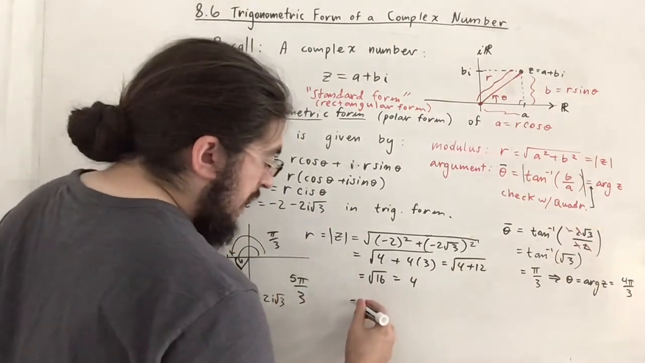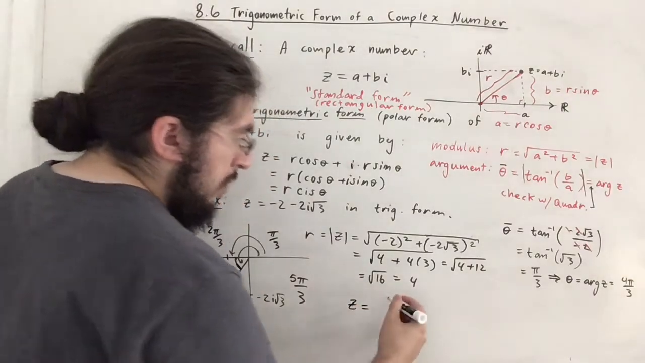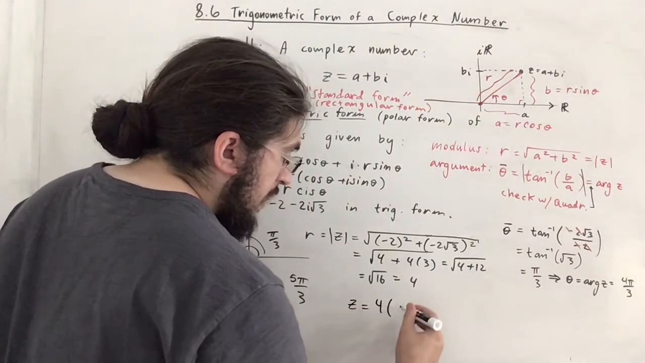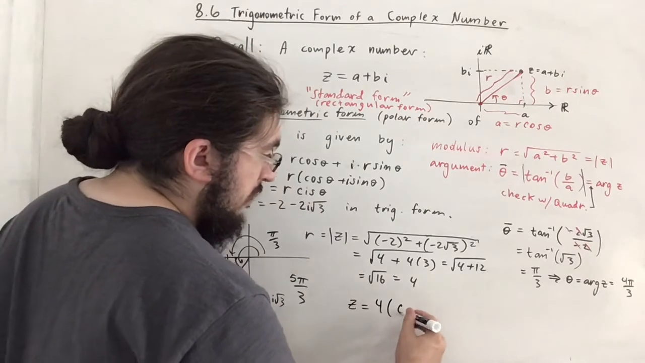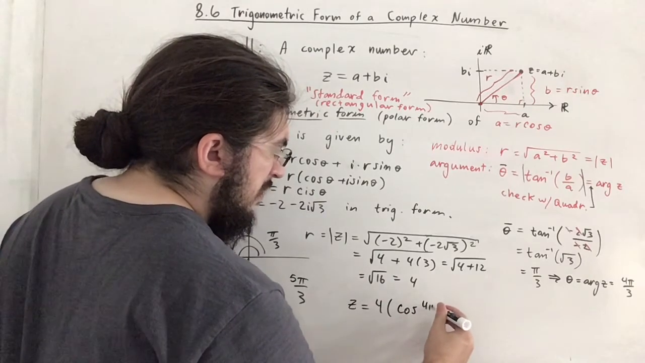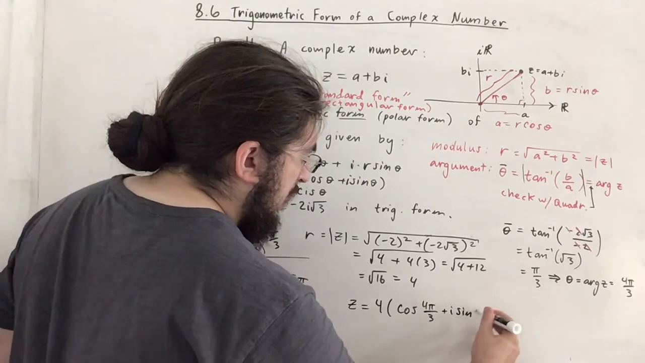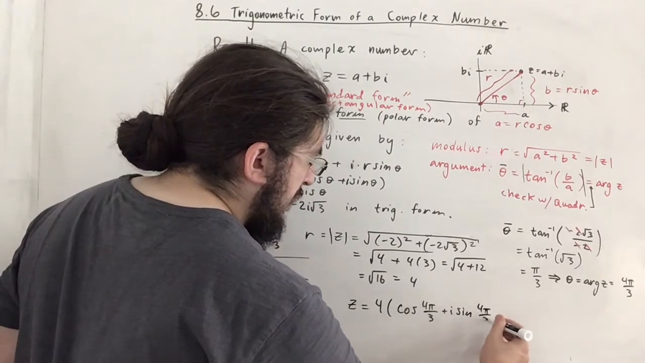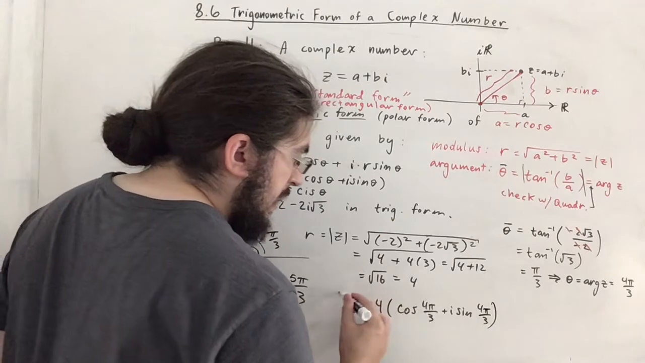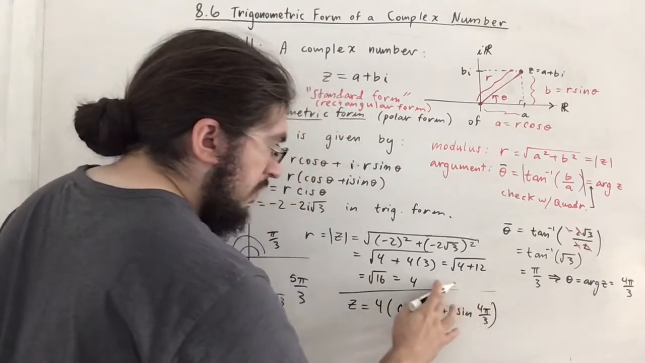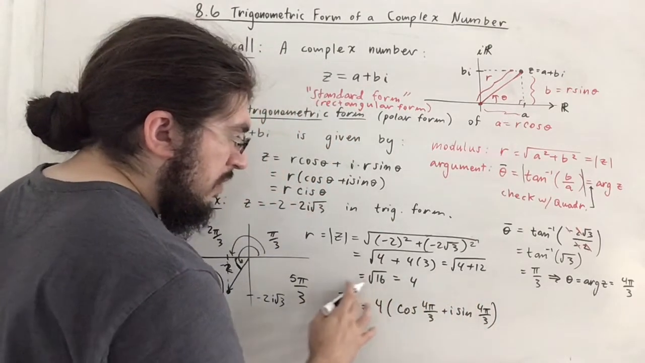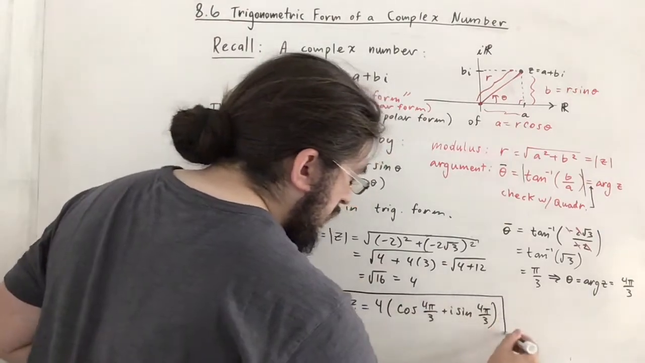So that means z now in trig form is the radius 4 times cosine of the angle 4 pi over 3, plus I times sine of the angle, 4 pi over 3. Now notice here I didn't actually write it with the cis shorthand, but you definitely could if you wanted to. Perfect.